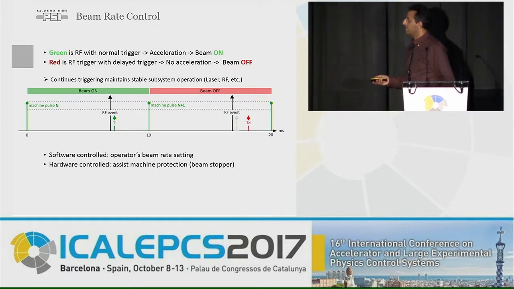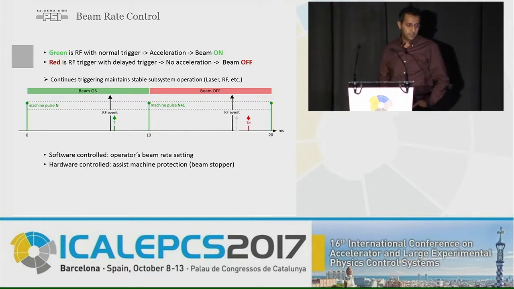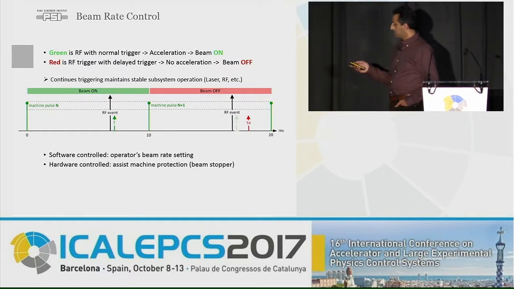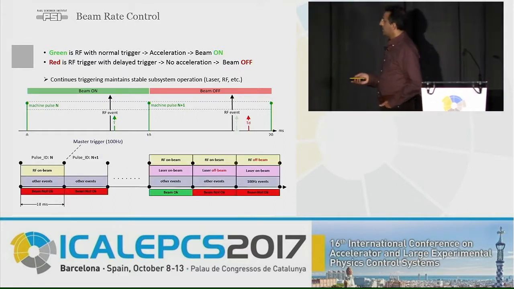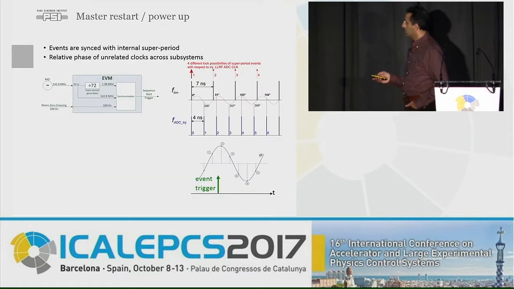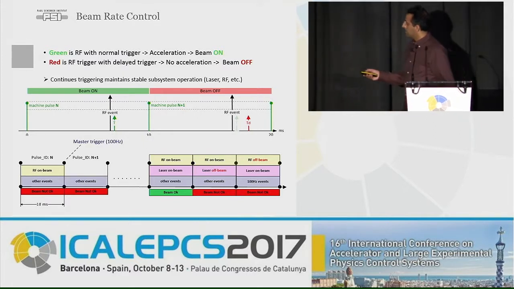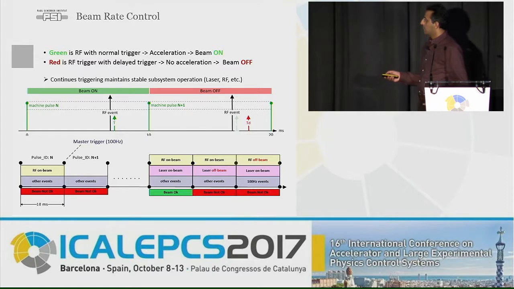This can be controlled by software when the user wants to change the beam rate, or it can be controlled by hardware, which can be an input from the machine protection system, which needs to instantly reduce the beam rate or even stop it. In practice, this becomes more complex because we also use the same mechanism to apply the rate control to the laser system, for example, and we only have beam in those pulses where laser and RF system are on beam. Based on that, we have to calculate the actual beam rate and distribute the beam status to all systems.